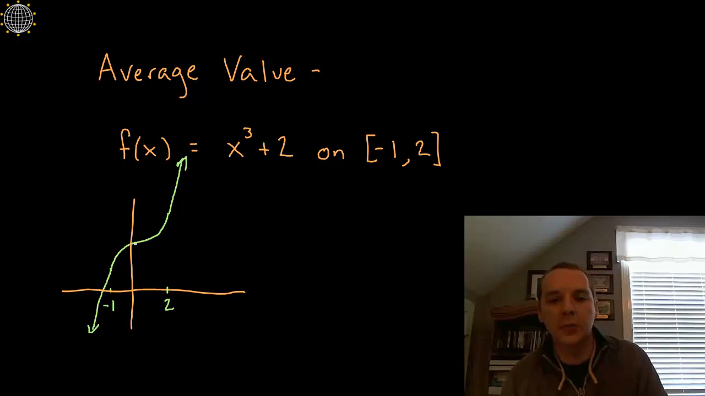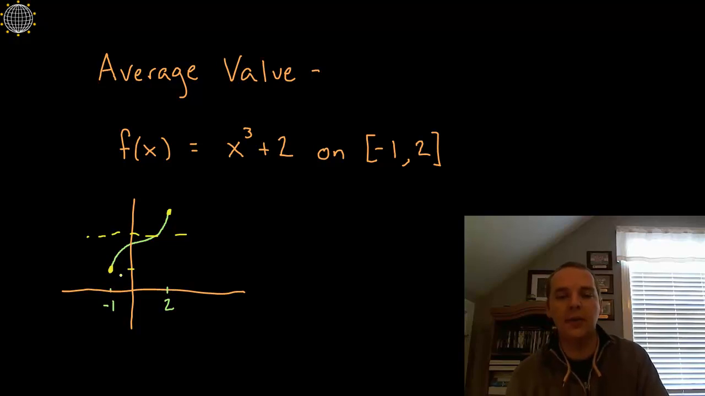So here's the cubic function x cubed plus 2. And if we take away everything other than that interval from -1 to 2, what we're looking for is the average y value that it attains over that interval. So it'll be somewhere between f of -1, which looks like it'll be 1, and f of 2, which looks like it'll be 10. So we plug in -1 and 2 to get those y values. So the average value is somewhere in the middle, but where is it exactly?